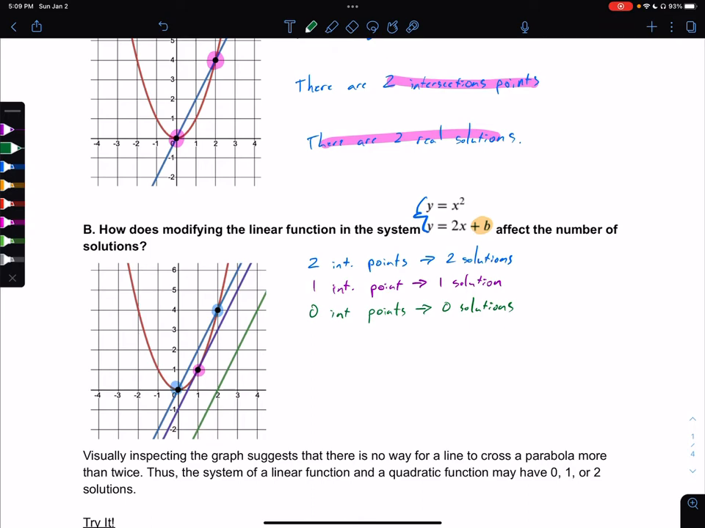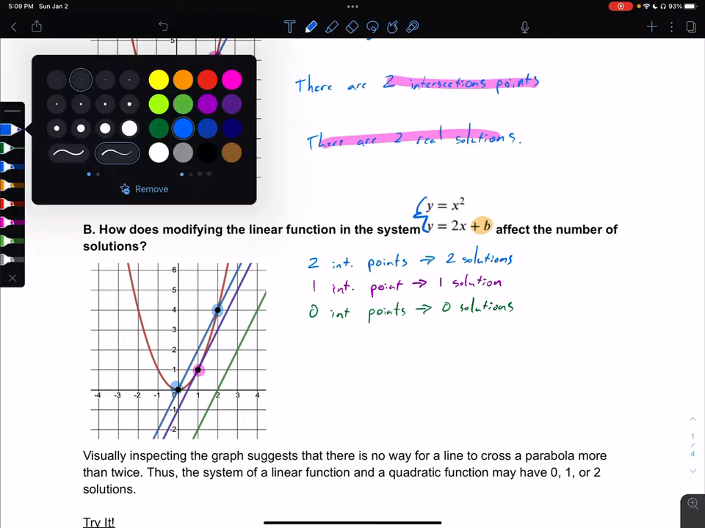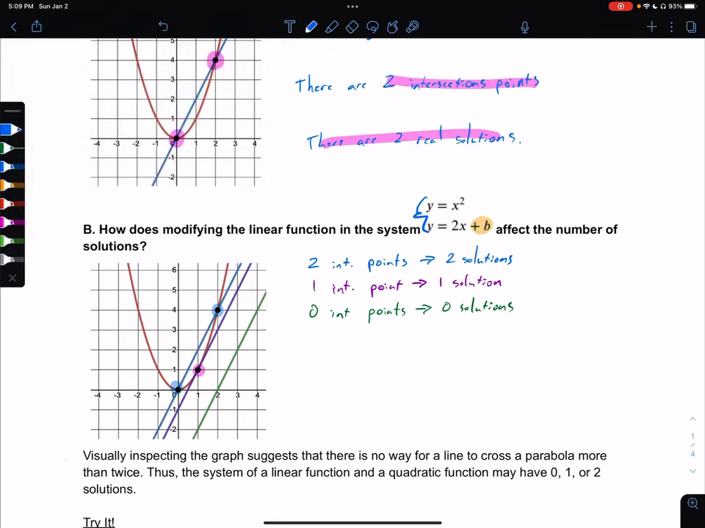All right, so what does all this mean? Again, I wanted to keep this pretty short and direct. Visually inspecting the graph suggests that there is no way for a line to cross a parabola more than twice. If I was to start drawing random lines crossing my graph, there's no way for me to cross that red parabola more than twice, doesn't matter what I do. The only way to cross it more than twice would be to change directions, which we're not allowed to do in a linear equation.